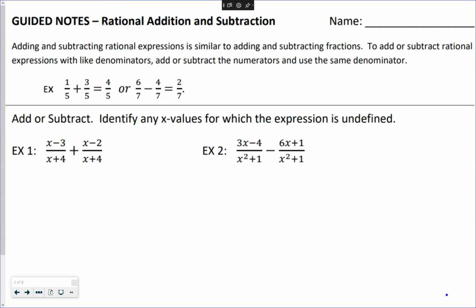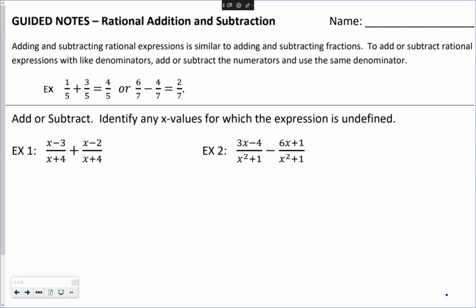Hey everybody, we're moving forward with our rationals unit. The last time we were together, we talked about simplifying, multiplying, and dividing rational expressions. Rational expressions, we discovered, are fractions with the numerator and denominator both being polynomials. So all the rules that apply to fractions apply to rationals because they are the same.